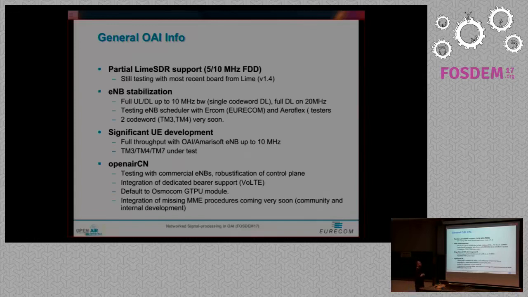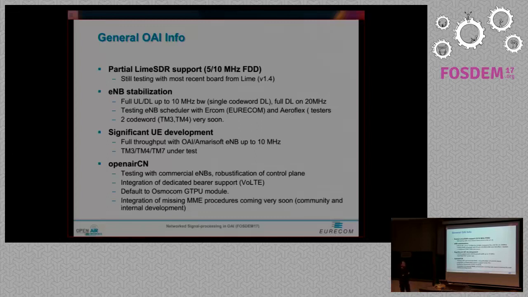We've stabilized the eNodeB quite a bit in the last year. We have full uplink downlink throughput on 10 megahertz bandwidth, and full downlink on 20 megahertz bandwidth. We're starting to test our scheduler, loaded with terminals. And soon we'll have the MIMO modes running as well. Another thing interesting for some people here, there's been a lot of development on the terminal side. So today, OpenAirInterface will run on the terminals at full throughput up to 10 megahertz bandwidth. So it's 35 megabit per second downlink. And we're testing the MIMO modes now as well.